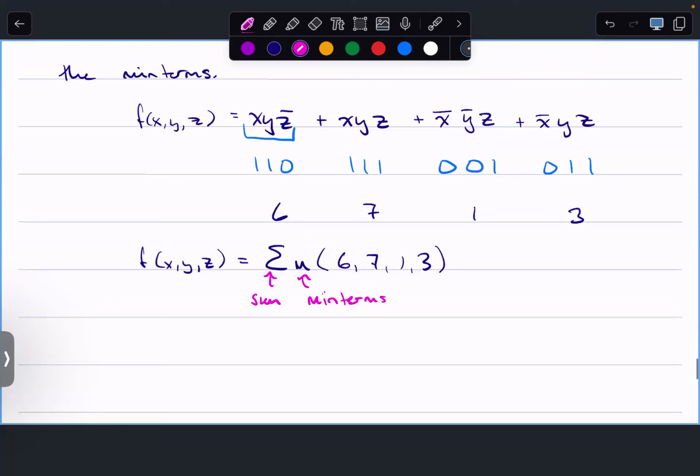There. Usually you write them in order, 1, 3, 6, 7. Right? Or the sum of the min terms, 1, 3, 6, 7, which is really just a compact way of writing this. Right? Just another way of communicating it. Order doesn't matter, but in order might be nice.